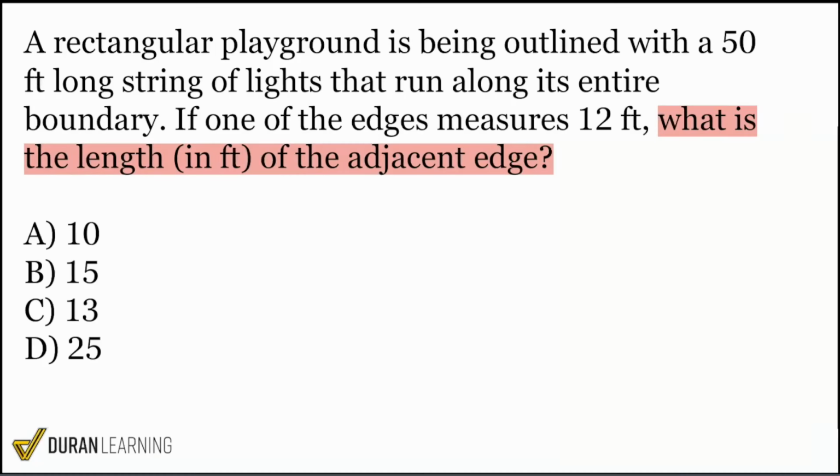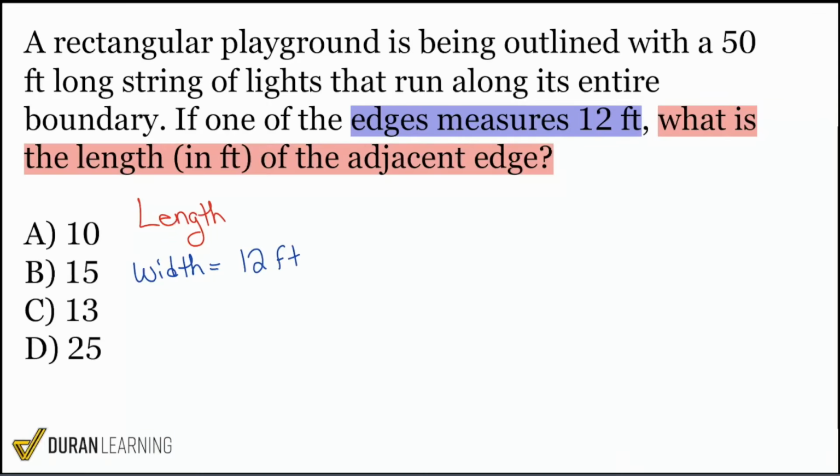So one thing that I have here is that, sure, we're looking for length, but I'm already curious about what the side might be. Because if we're asking for the length and we see that one of the other edges measures 12 feet, I might just go ahead and call that the width. So I'm going to mark the other one as width, 12 feet. Let's see what information we're dealing with.